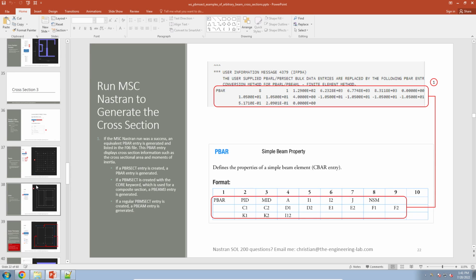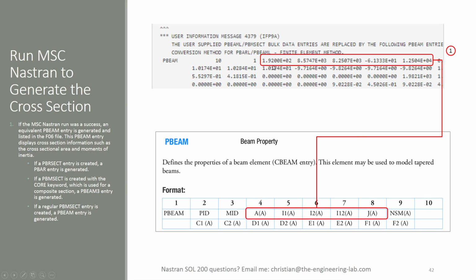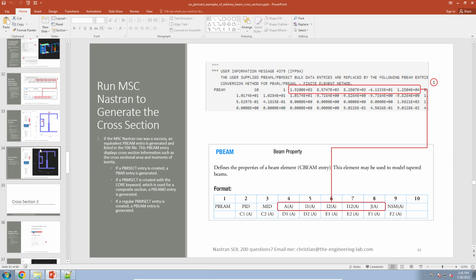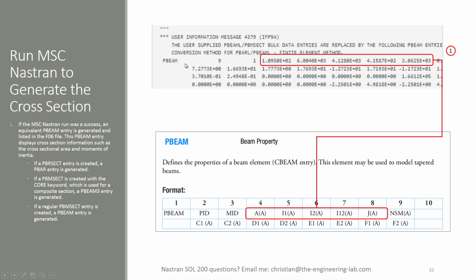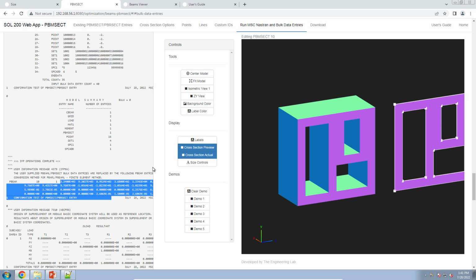What you can do with this information, let me show you a closer view. This outputted PBM entry defines things like the area of the cross-section, the values for the inertias of the cross-section. That's all available here in this equivalent PBM entry. If you repeat this for the other two cross-sections, you get the same thing. You get an equivalent PBM entry, and you could use this to look at what's the area of the cross-section, what's the inertia, and things like that. So that's the last thing I wanted to show you here in the PBMSECT entry.